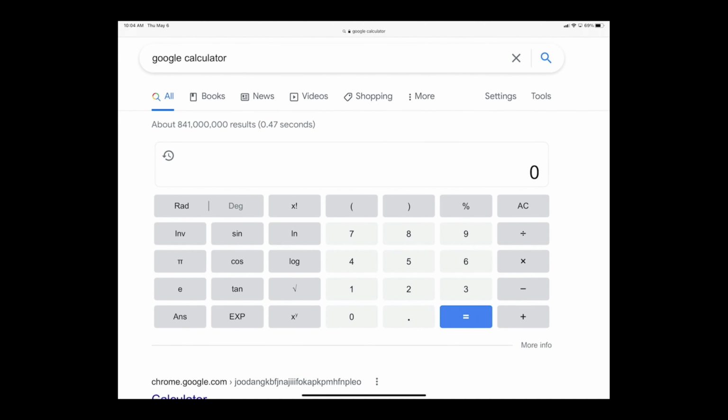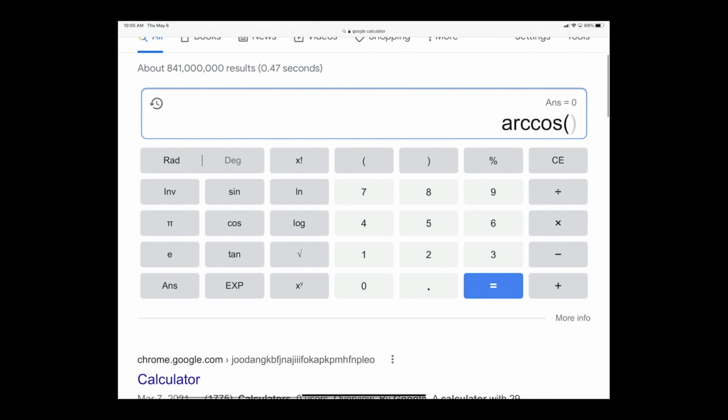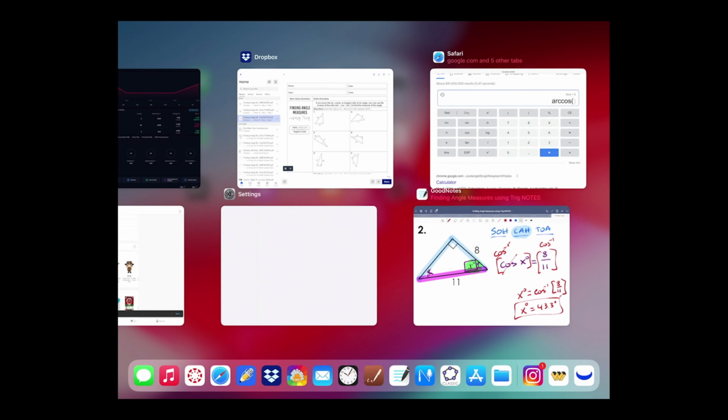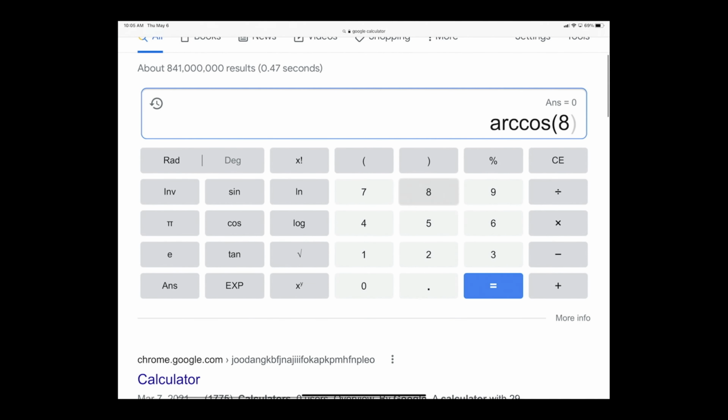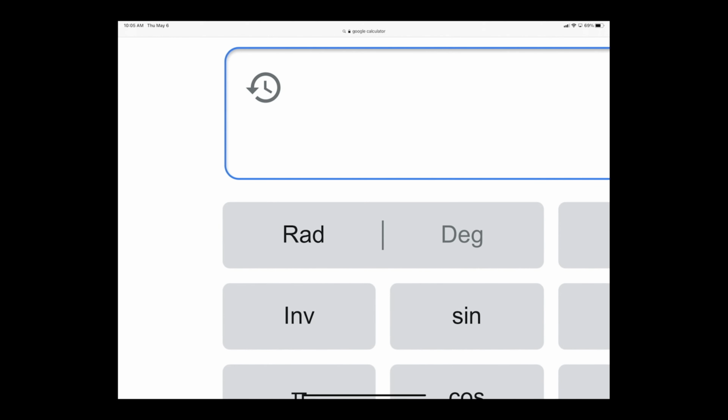So you hit your inverse key, and then you just do it in the same order, inverse cosine. And now you see how it says arc cosine up there? That's the same thing, don't worry. Of, what was it? It was 8 over 11. Of 8 divided by 11, close your parentheses, hit equals, and bam, that's wrong. You know why? Look at this. You see my calculator's in rad. We need to put it in degrees. There's my problem.